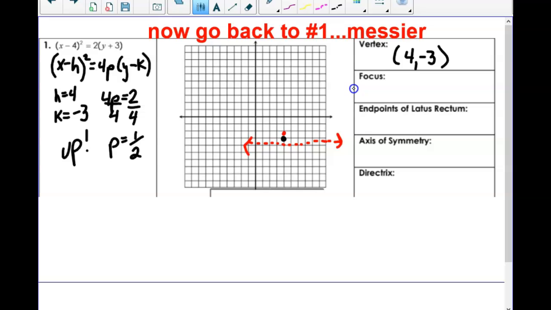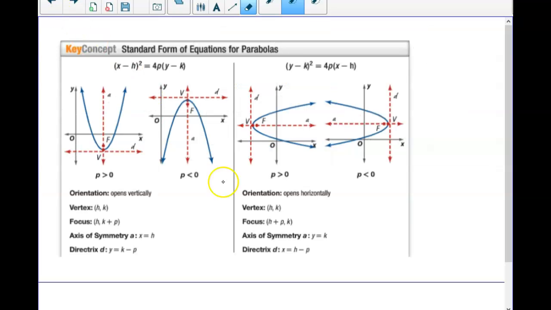So what is the actual formula off the sheet? Somebody have it for the focus? H plus P comma K. Okay. Yes? When it's opening up and down or not? Yeah, that's what I thought. This would be moving it left or right. It's got to be the one that's opening up and down. It's a different formula when it opens up and down. That's why you got to be super careful here. It's this one. Everybody got it?